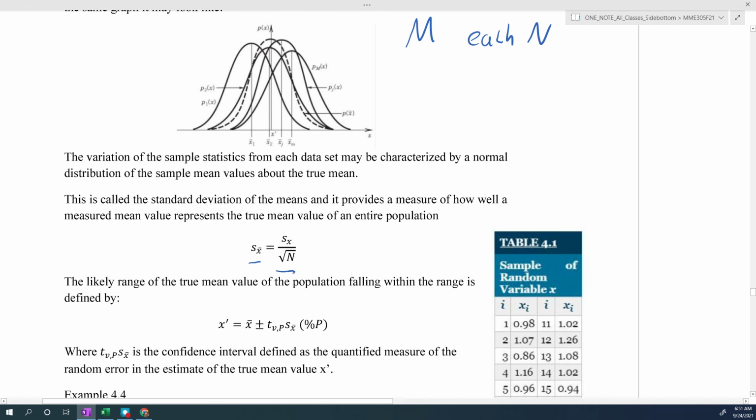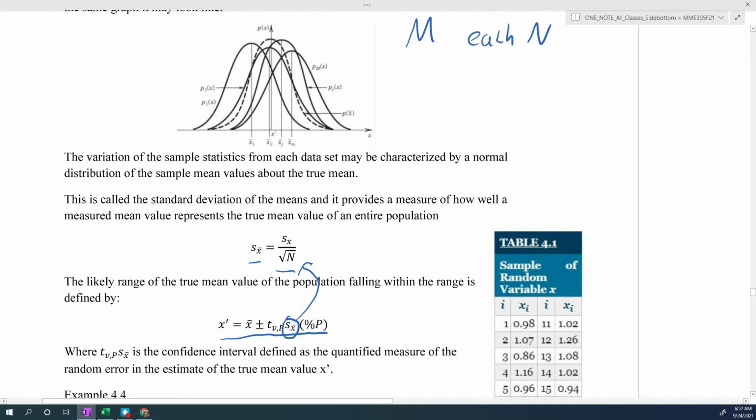The likely range within which the true mean value falls, we can say again, is x prime plus e, equal to x bar plus or minus the t-score times s x bar. Notice the only difference between the two equations is s x bar, which is just a little bit smaller than the previous term.